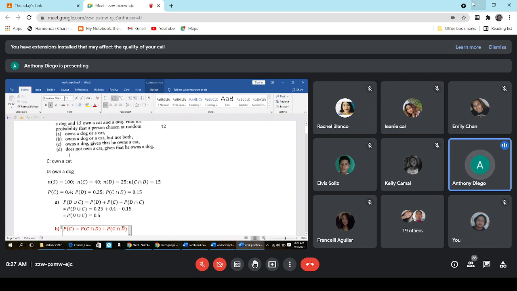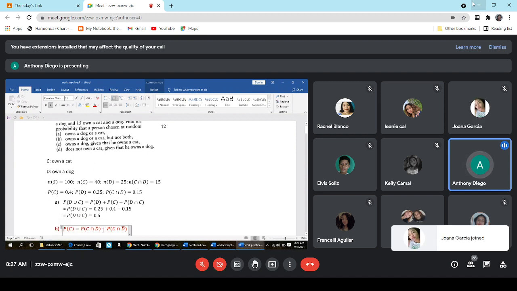For the probability, you have to do two things here. It said that the probability that a person owns a cat but not a dog, and then we have to find those that own a dog but not a cat. It said here, owns a dog or a cat, but not both. So here, the probability that the person owns a cat.